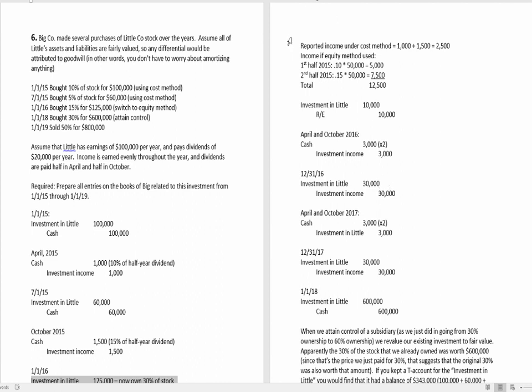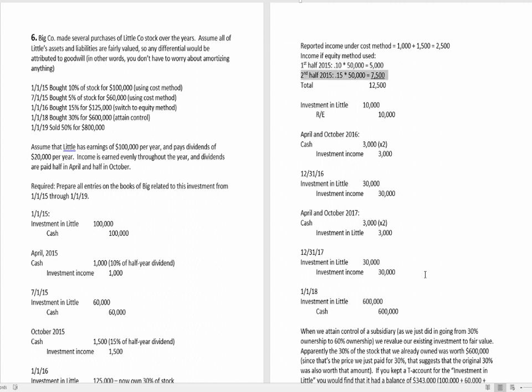cost method. So under the cost method, we had shown earnings of $2,500: $1,000 in April, $1,500 in October, total investment income or dividend income, $2,500. If we had used the equity method, then for the first half of the year, again, they make $100,000 per year, income is earned evenly throughout the year. So for the first half of the year, they would have made $50,000, and during that time frame, we owned 10% of their stock. So 10% of $50,000, $5,000.